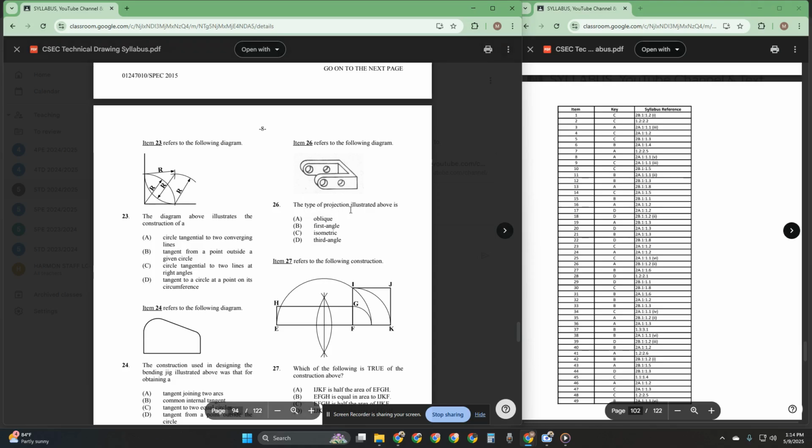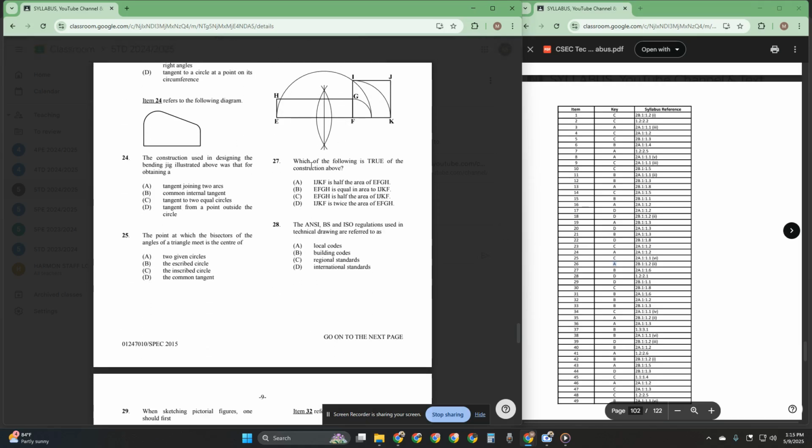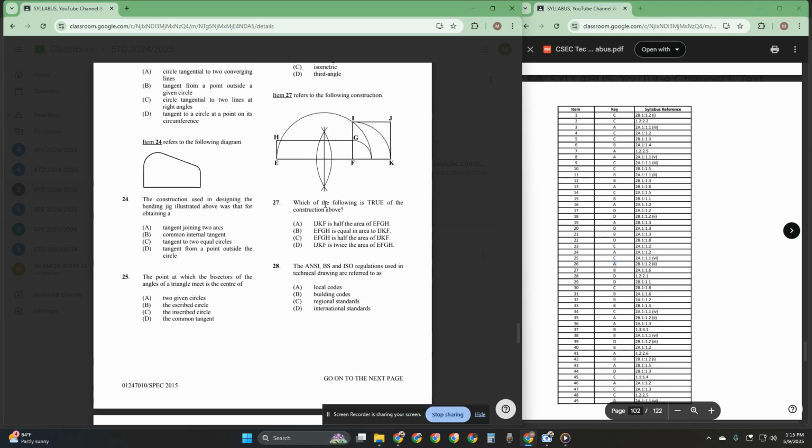26. The type of projection illustrated above is oblique, first angle, isometric, or third angle. 26. They say it is A, and we agree. This is oblique. 27. Which of the following is true of the construction above?